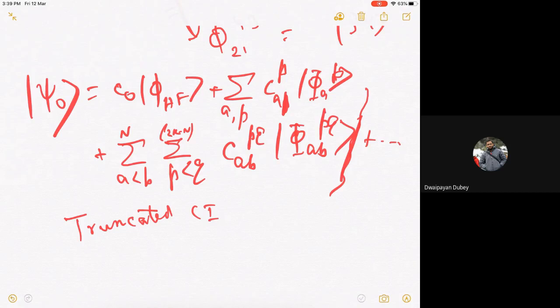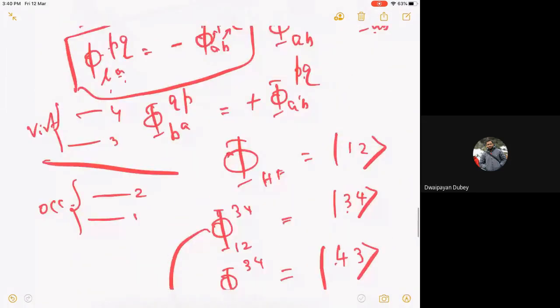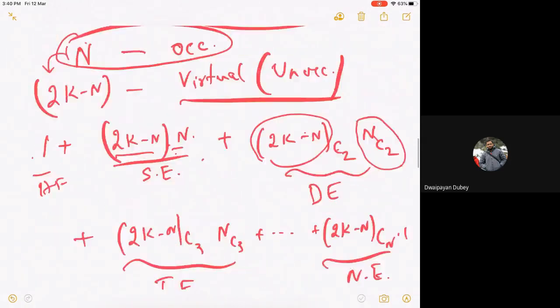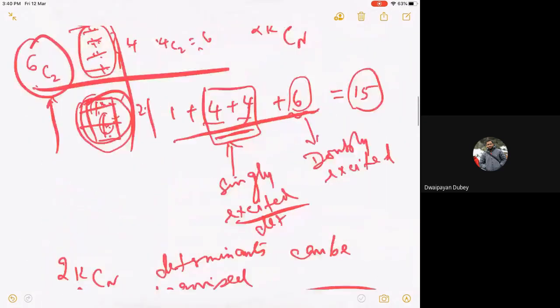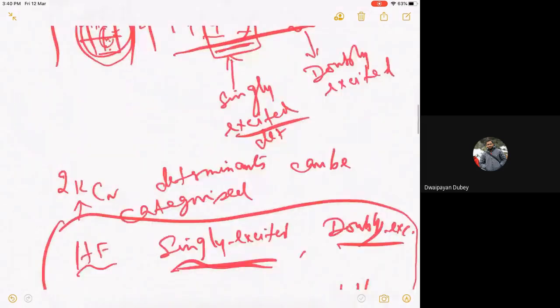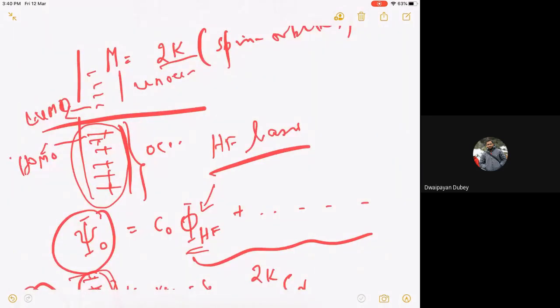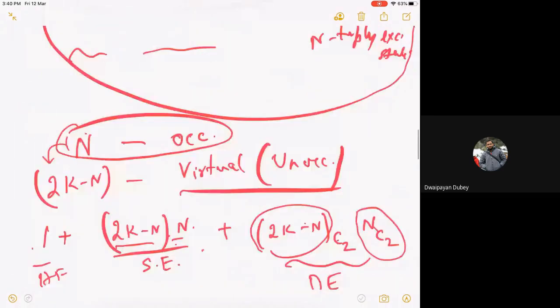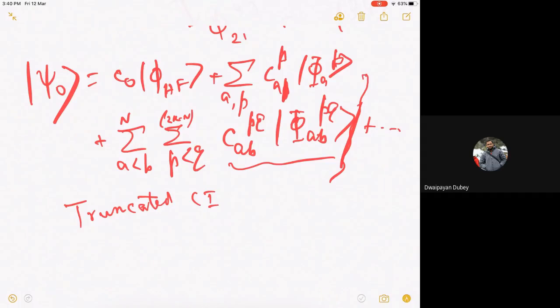Why do I truncate right here? I will explain a little bit later. But I will say that within the correlation problem, the most dominant part is what is caused by excitation of two electrons from the occupied orbitals to the virtual orbitals. So that is actually the most dominant part of the electron correlation. So that is why it's a very meaningful idea to do this. We'll come back to this part a little later.